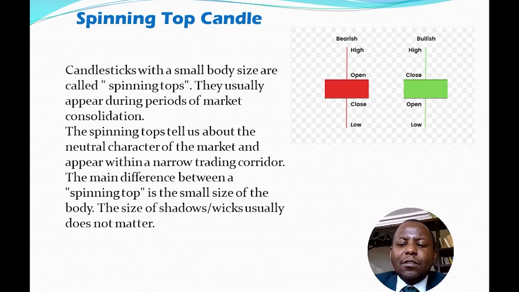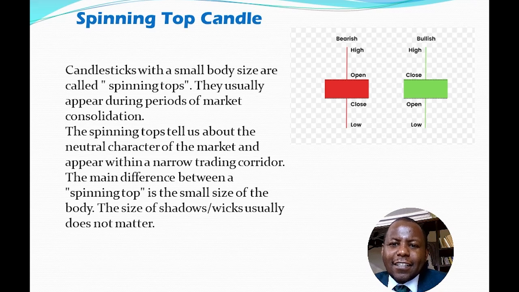So we can go ahead to another one and look at it. It's called the spinning top candle. It's another different candle. You can see how it's shaped, and that shape has its meaning. Let's read. Candlesticks with a small body size are called spinning tops. They usually appear during periods of market consolidation. The spinning tops tell us about the neutral character of the market and appear within a narrow trading corridor. The main difference of a spinning top is the small size of the body. The size of the shadows and the wicks usually does not matter. So that's a spinning top.